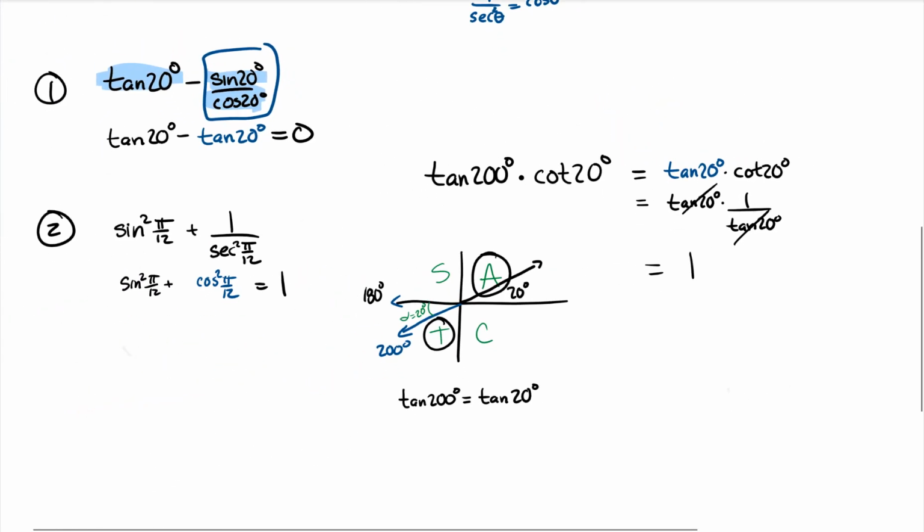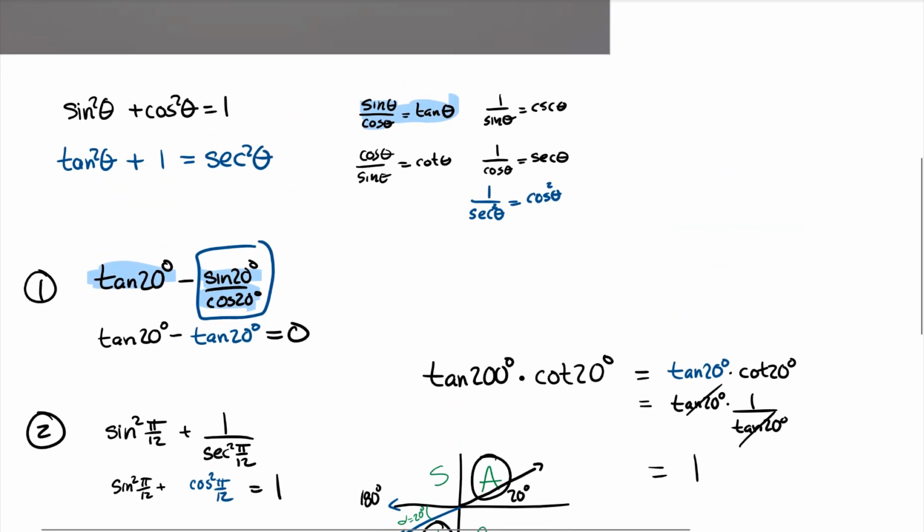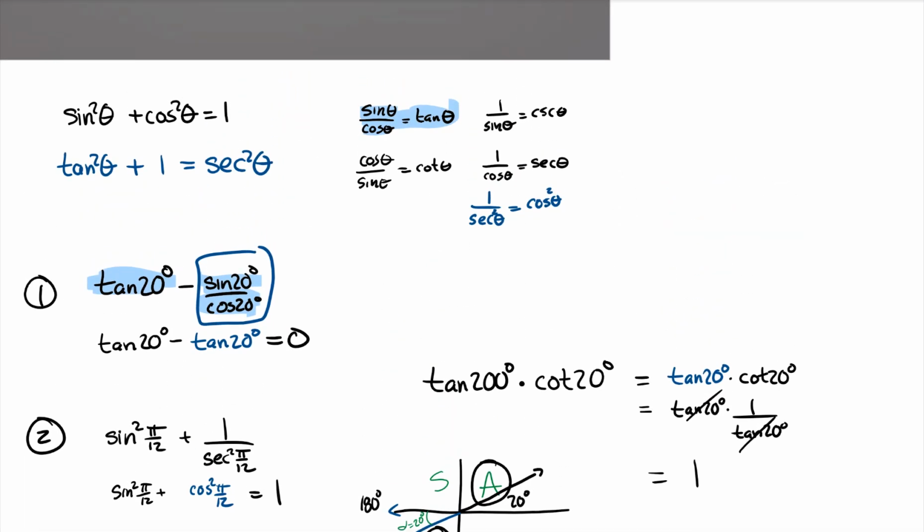So there was a shorter one with some of the tricks. Sometimes we've got to use our sine squared plus cosine squared is equal to 1. Sometimes we've got to use the fact that sine over cosine is tangent. There's lots of different tricks, and this is going to help us to understand what's up. So I think that's about it for this section.